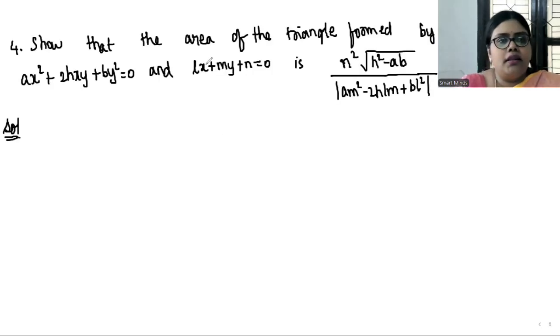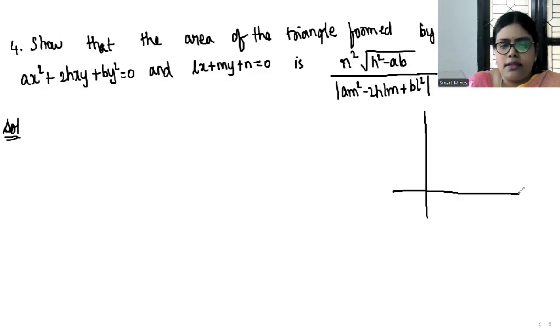Now let us take the next question. Area of triangle theorem, very, very important. Show that the area of the triangle formed by the lines ax square plus 2hxy plus by square equals 0 and lx plus my plus n equals 0 is n square root of (h square minus ab) by mod (am square minus 2hlm plus bl square). So for this you need to draw this figure. Draw coordinate axis. Then draw a line and then join origin to this line.